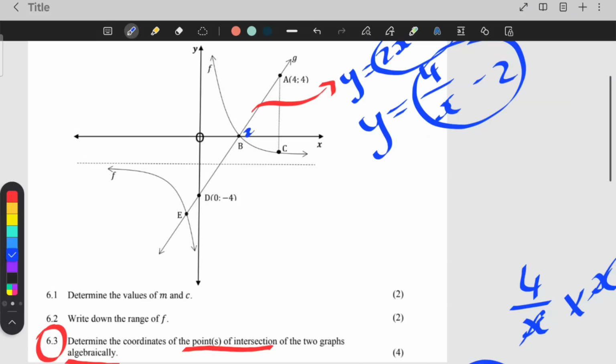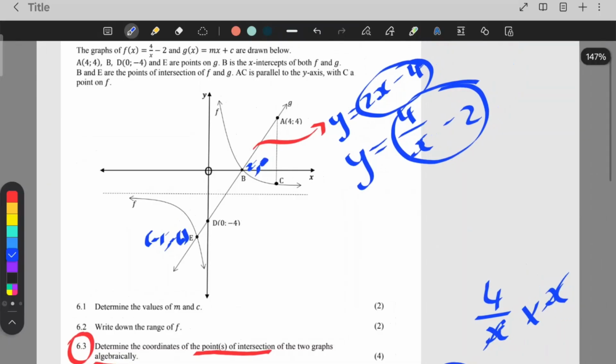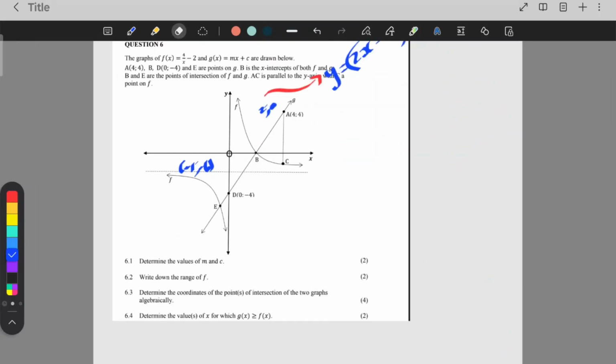So this one is 2 and 0. And this one here is negative 1 and negative 6. So I just put that on my diagram, eh? Okay, let's look at our next question.